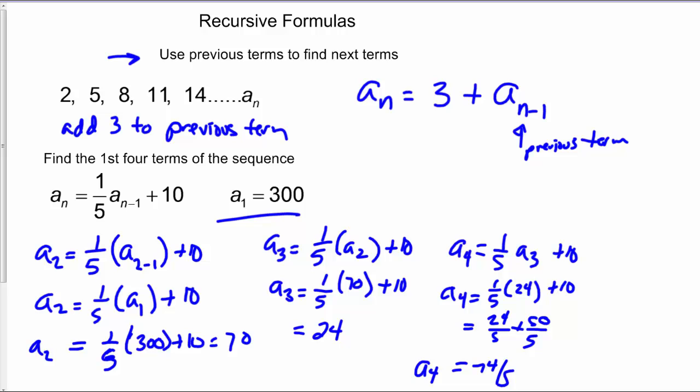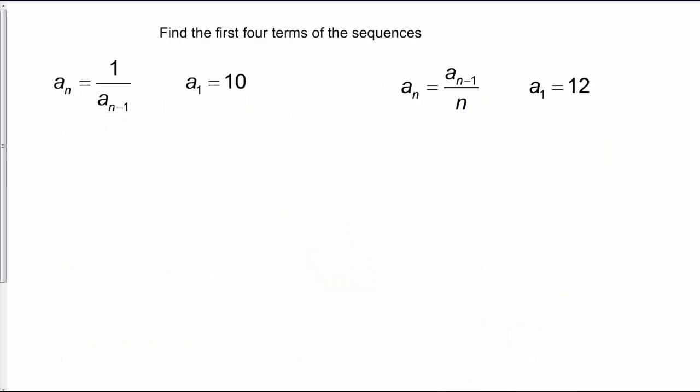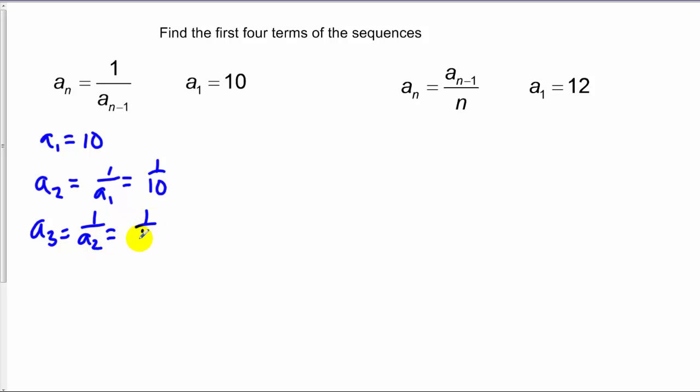Let's do this for a couple more sequences just to get the hang of it. I know my first term is 10. I want my second term, which is found by taking 1 over my first term. That's the previous term, which is 1/10. Get my third term, I take 1 over my previous term, which is my second term. So that's 1 over 1/10, which is equal to 10.